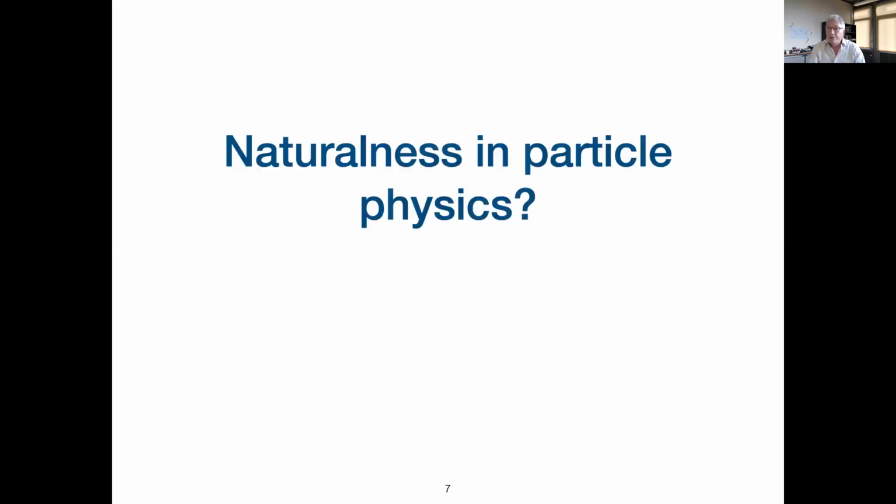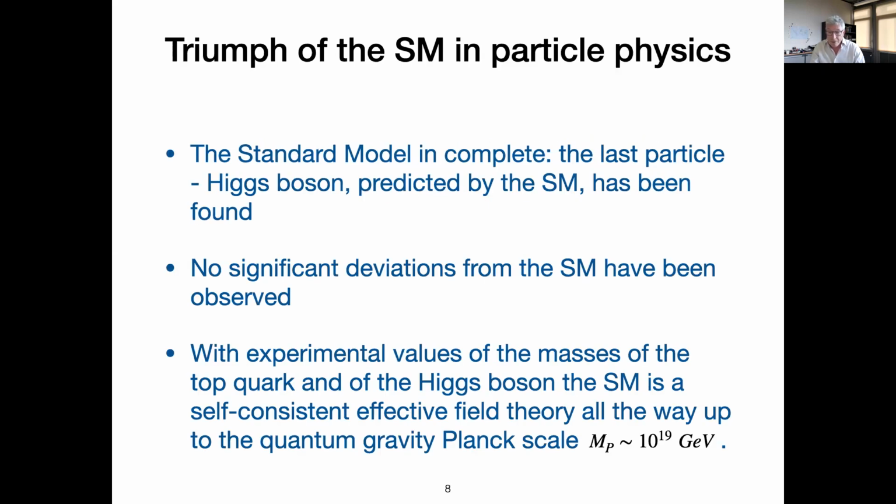Now we can come to particle physics and see whether this type of definition would work. So what is particle physics? Well, particle physics is perhaps, first of all, the standard model. And here we have a real triumph of the standard model in particle physics. This theory is complete. The last particle, the Higgs boson, predicted by the standard model, has been found. No significant deviations from the standard model have been observed. And with the experimental values of the mass of the top quark and of the Higgs boson, the standard model is a self-consistent effective field theory all the way up to the Planck scale, 10 to the 19 GeV.